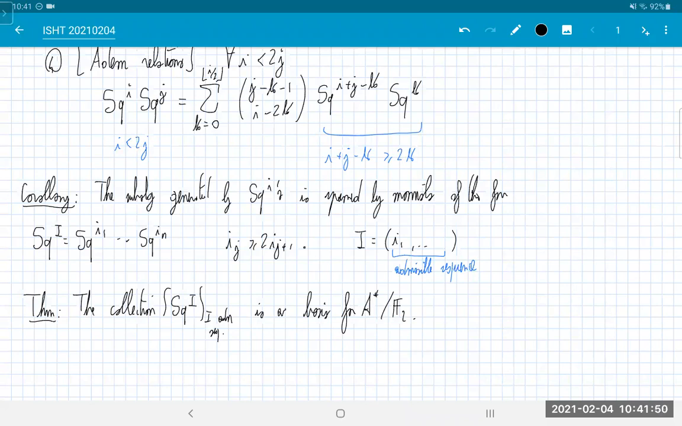Okay, thanks. And then it turns out that this theorem is essentially two statements: the statement that the Sq^i generate everything, and the statement that all these admissible monomials are linearly independent. I'm putting them together because you prove them together, but they're sort of two different statements wrapped into one.